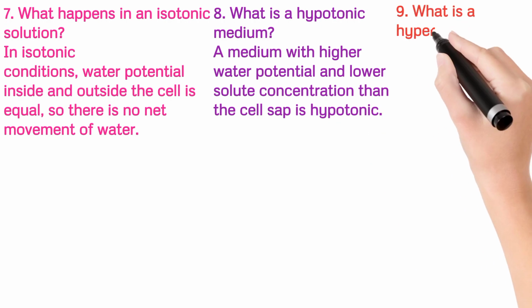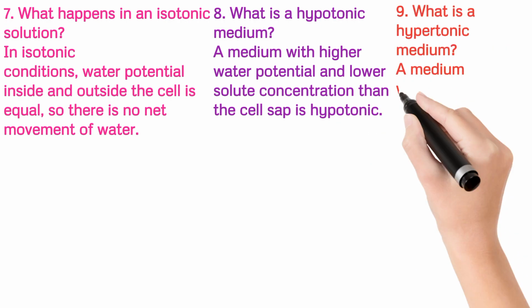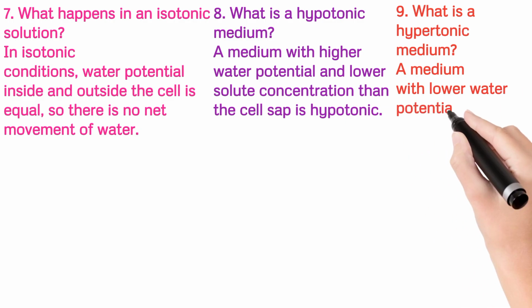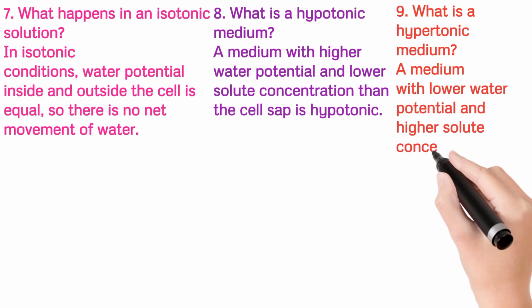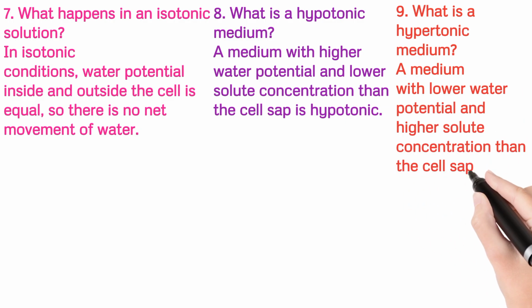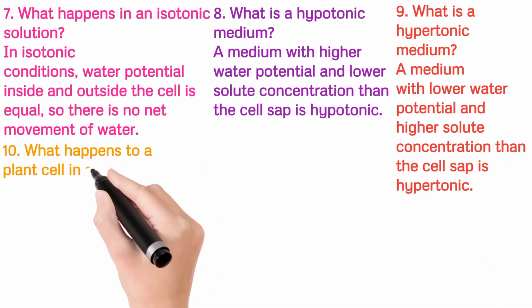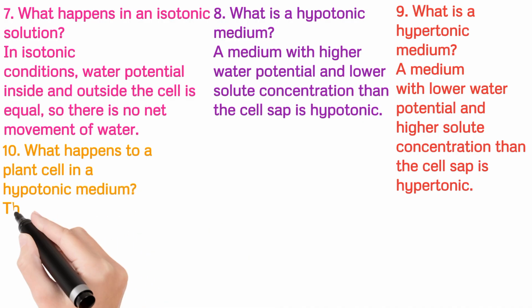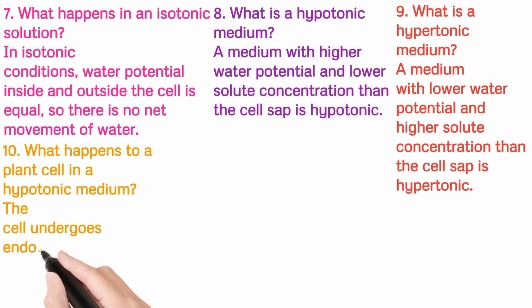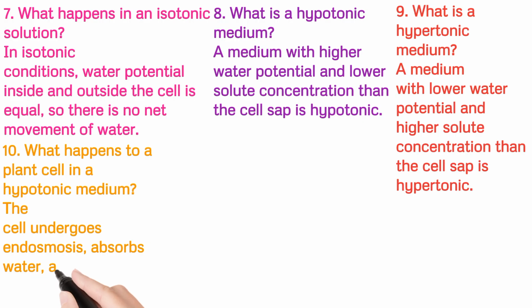9. What is a hypertonic medium? A medium with lower water potential and higher solute concentration than the cell sap is hypertonic. 10. What happens to a plant cell in a hypertonic medium? The cell undergoes endosmosis, absorbs water, and becomes turgid.